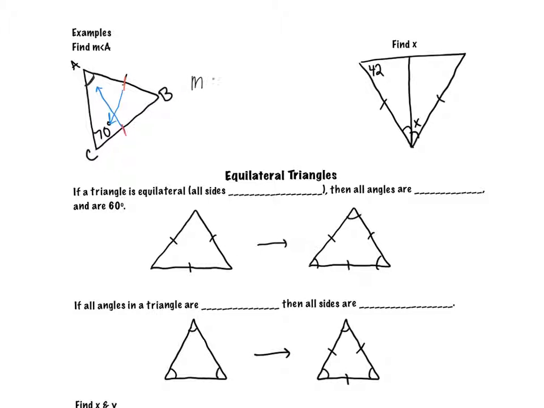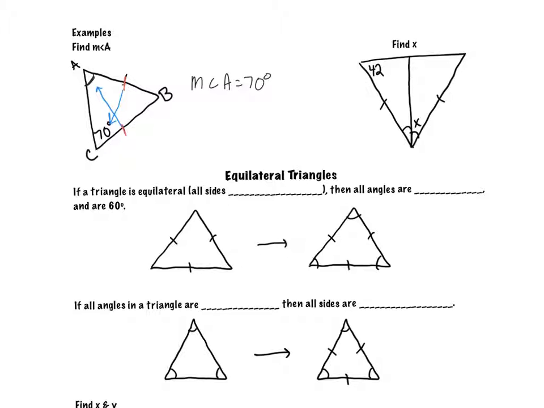So the measure of angle A is 70. Did everybody get what I mean when I say the angles opposite those sides? If I draw a line from the side to the angle, that's the opposite angle. So there's one type of question.